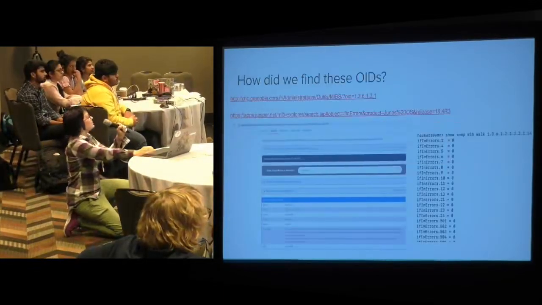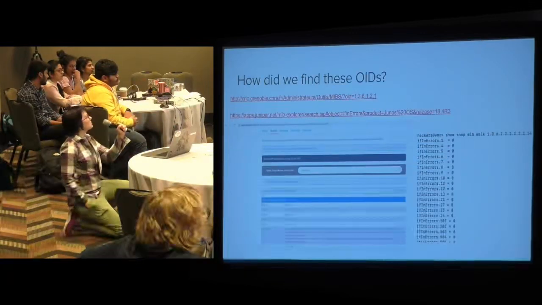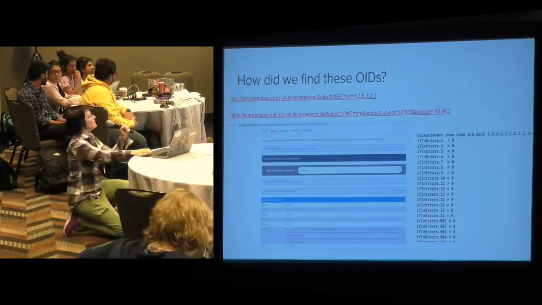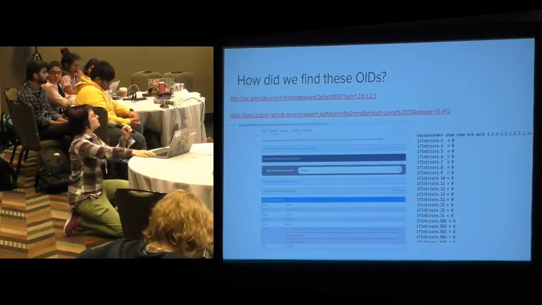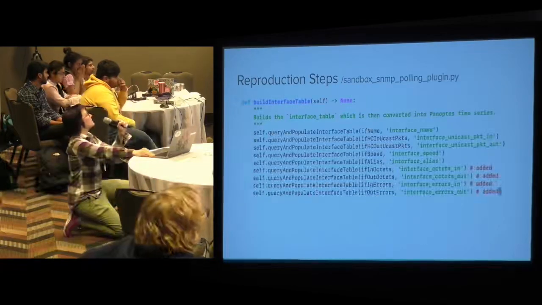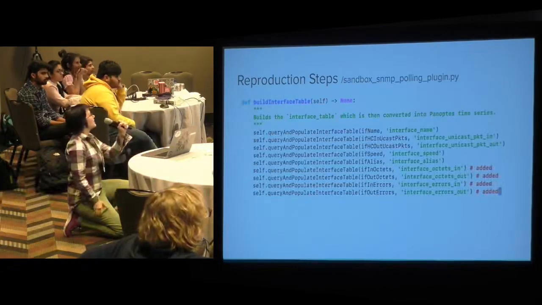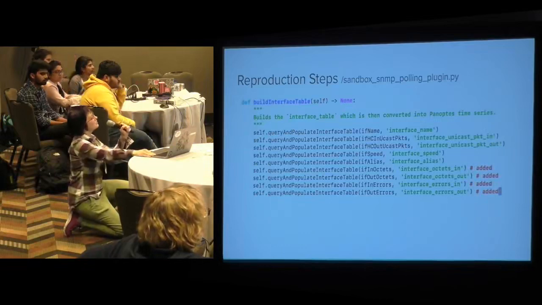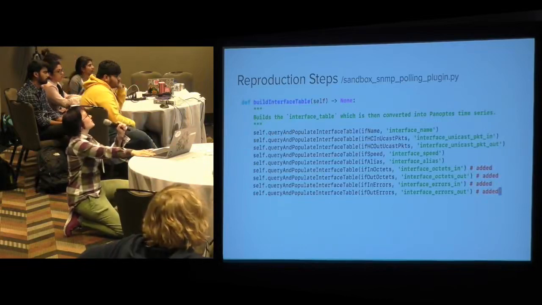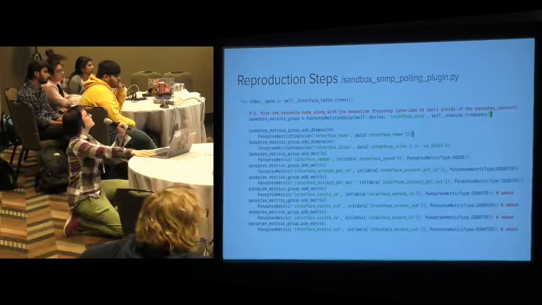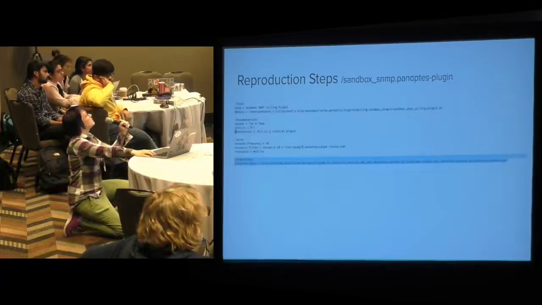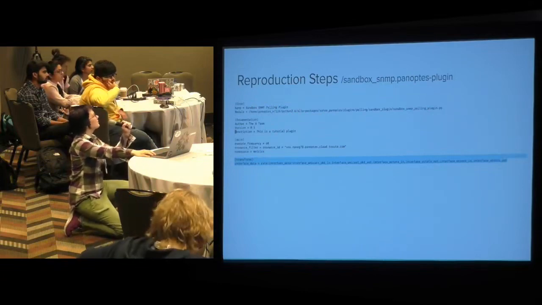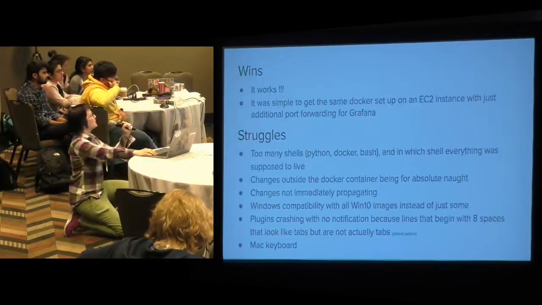How do we find those? I used the provided documentation or the Junos MIB Explorer and verified them on the router itself, since y'all kindly gave us read-only access. For the reproduction steps, there were a couple of other places where we had to edit the polling plugin.py script, the second, the third, and then we had to make a .panoptes plugin for it, which references those things. The wins were that it works.